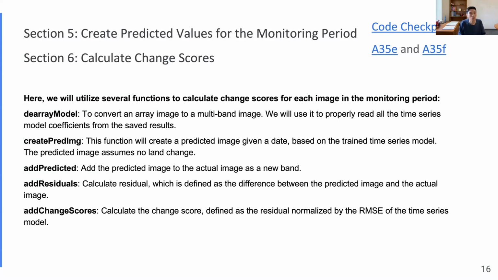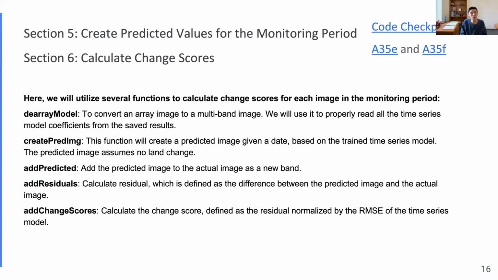Now, there are several functions that we will use to calculate the change score. I won't go into too much detail on those. There's the D-array model function, basically because the time series model training result is saved as an array image. An array image allows you to save multiple variables in one band, which is efficient. But when we actually try to use it, we want to expand it back to a multi-band image so we can properly read all of the model coefficients and use them for creating the prediction image. So that's what this function is doing.